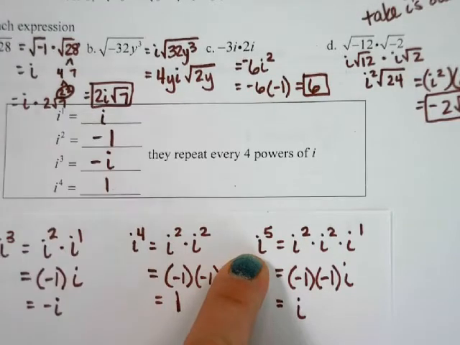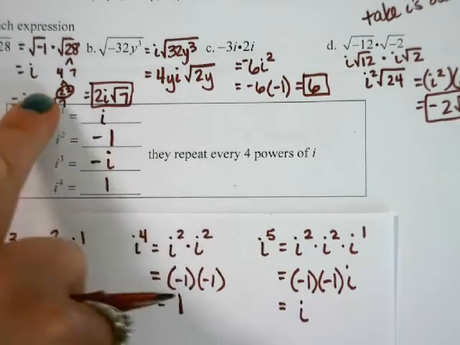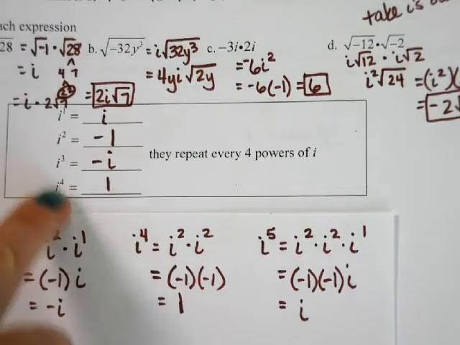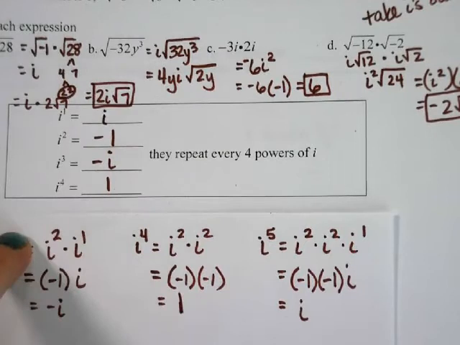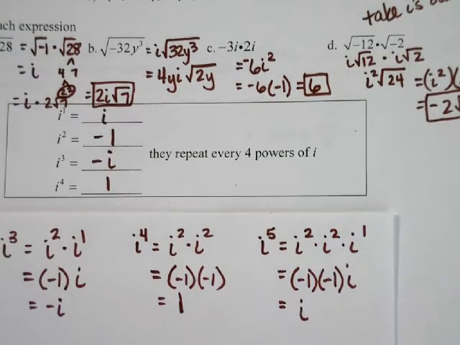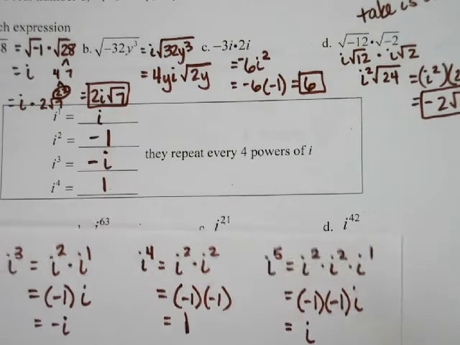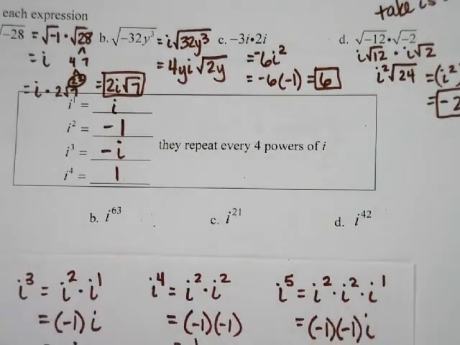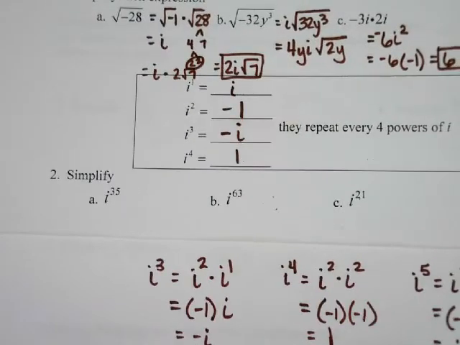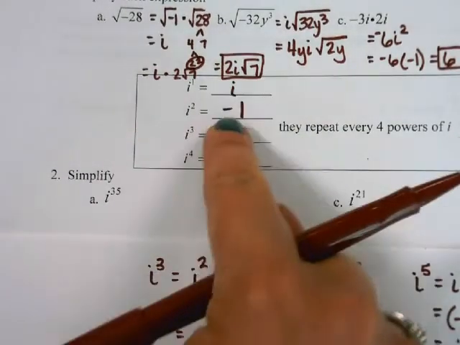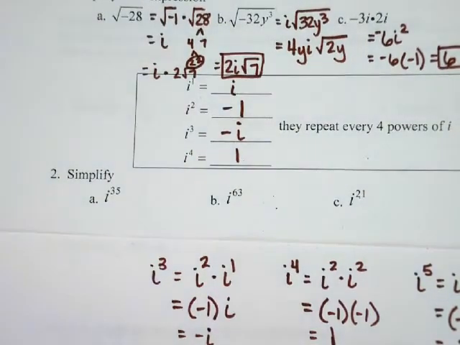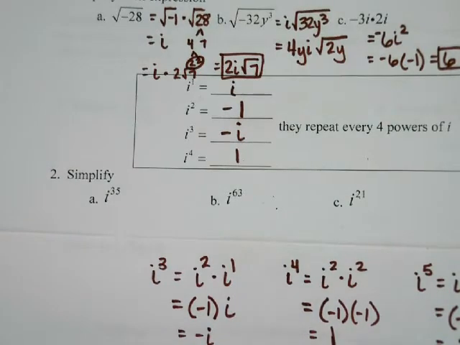So it repeats every 4 powers of i. It would go 1, 2, 3, 4, 5, 6, all the way up to 20, right? And I told you that you couldn't leave an exponent on an i. Now look at number 2 there, i to the 35th. Do you want to sit there and count 1, 2, 3, 4, up to 35? That would kind of suck, right? Matt?